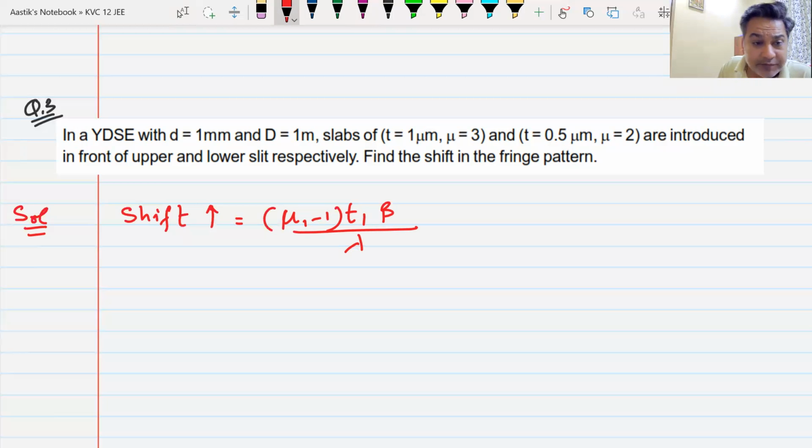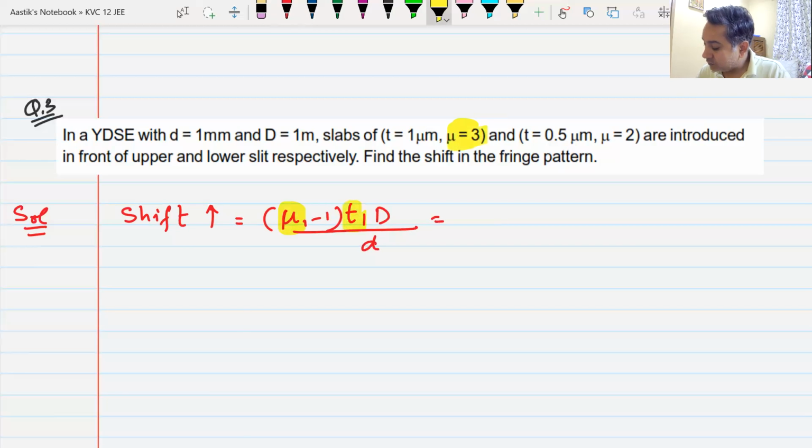But here beta and lambda are not given to us. What is given to us is capital D by small d. So I should not use beta by lambda, I must use capital D by small d. I can put the values. Mu1 is equal to 3, T1 is 1 micrometer. Remember the signs. D and d are 1 and 1, one is 1 meter and the other is 1 mm.